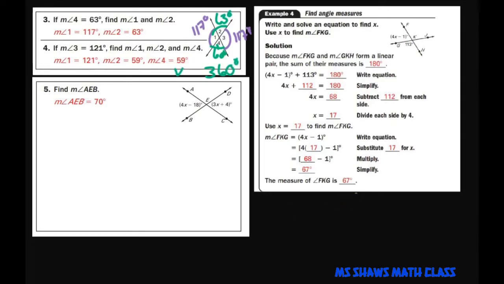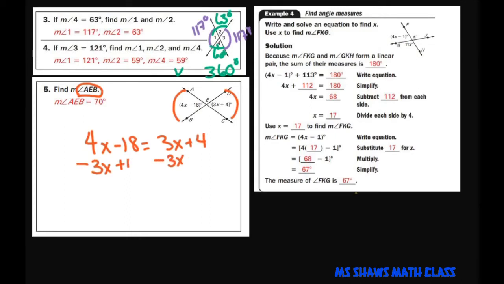All right. So let's look at this one here. We want to find the measure of angle AEB. Due to our vertical angle theorem, these are congruent. So I can set them equal to each other and solve for x. I'm using my subtraction property of equality and my addition property of equality to solve for x. So you get x equals 22.